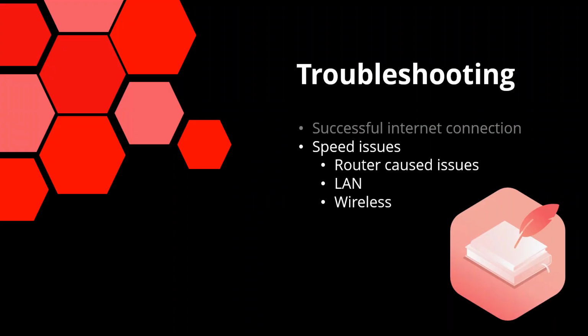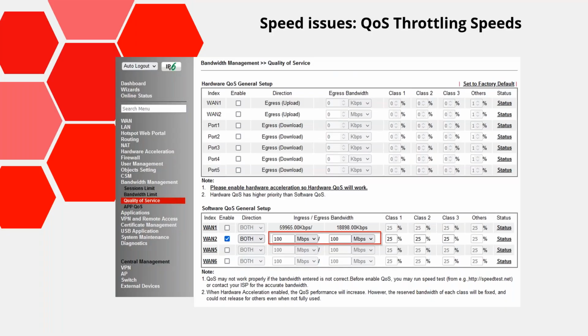The speed issues: bandwidth management and quality of service can also impact internet connection speed. So make sure that the correct value is entered. Here we can see that only 100 megabits per second is defined for the QoS feature, which may impact gigabit FTTP performance.